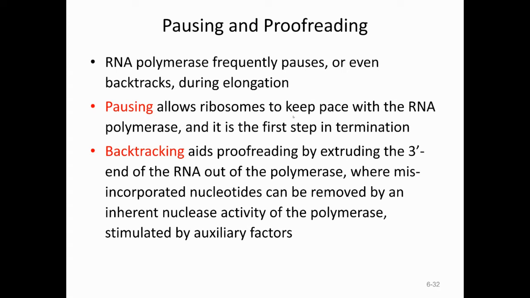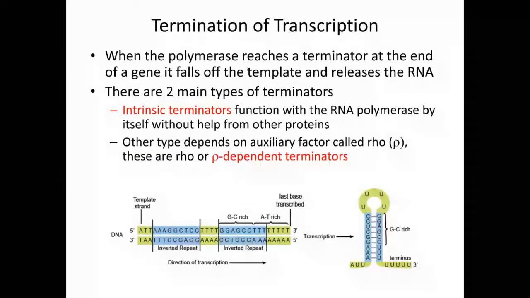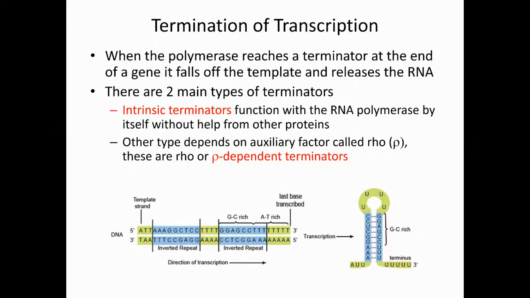Okay, backtracking and pausing also let the rho factor have the chance to catch up and to terminate the transcription. Okay, and then for the transcription termination, there are two types of termination.